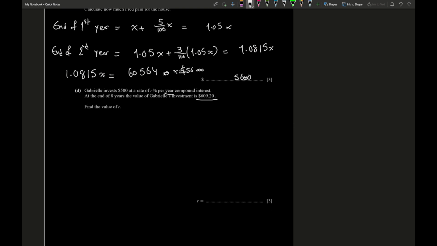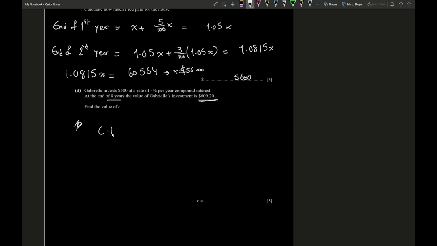Part D, Gabriel invests $500 at a rate of R% per year compound interest. Okay, so you got another compound interest question. At the end of the 8 years, the value of Gabriel's investment is 609.2. Okay, so at the end of the 8 years, the value of Gabriel's investment, that is not the profit, that is the total amount that he has by the end of the 8 years. ماشي?